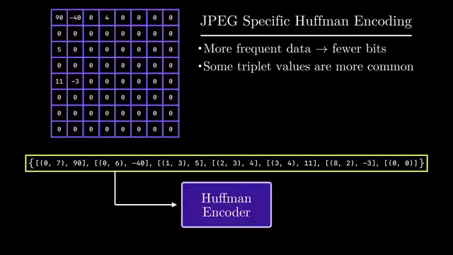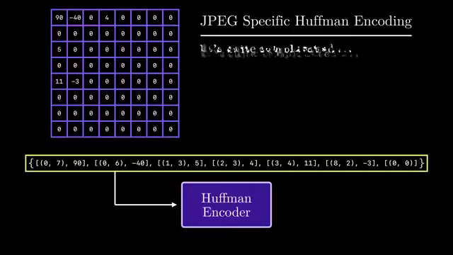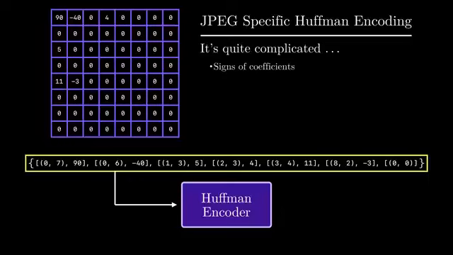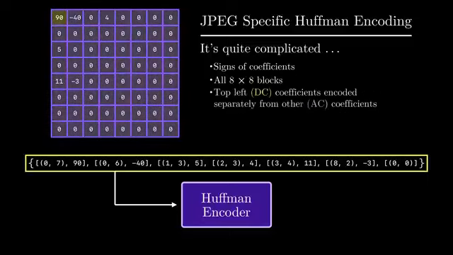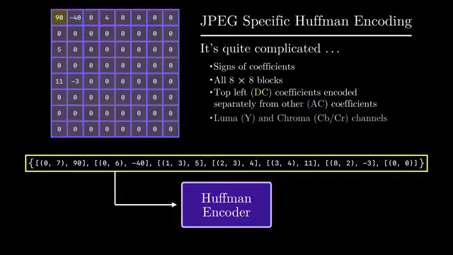However, I'm purposefully not going to go into the details of how JPEG uses Huffman codes to compress the data because it really does get quite tricky. To give you some sense of the problems, we have to deal with encoding signs of coefficients as well as triplets for all 8x8 blocks. Most encoders also encode the top left coefficient separate from all the other coefficients. And when you handle that, you have to deal with this on both luma and color channels.